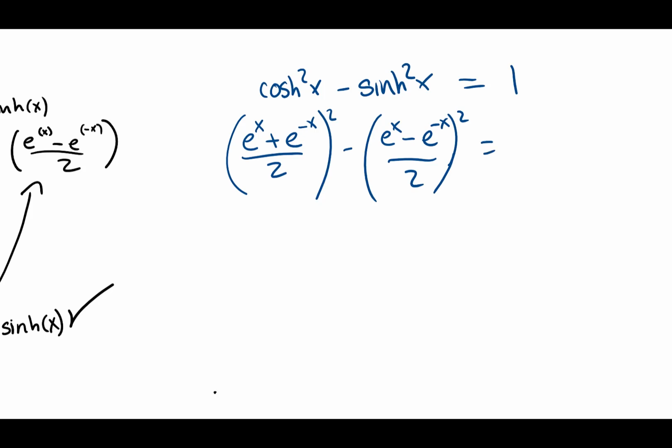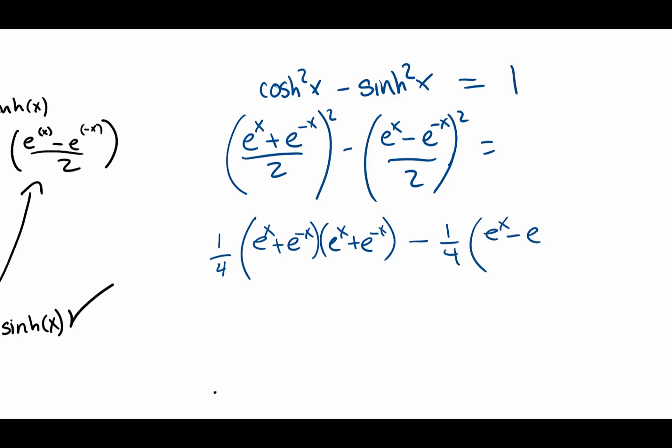Okay. Well, let's square these things up. That means you need to write stuff twice. I'm going to slap the 1/4 on the outside because 2 squared. Let's not get too confused. So we get e to the x plus e to the negative x times e to the x plus e to the negative x. That's what squared means, right? Minus, we'll yank out that 1/4 and we get e to the x minus e to the negative x times e to the x minus e to the negative x.